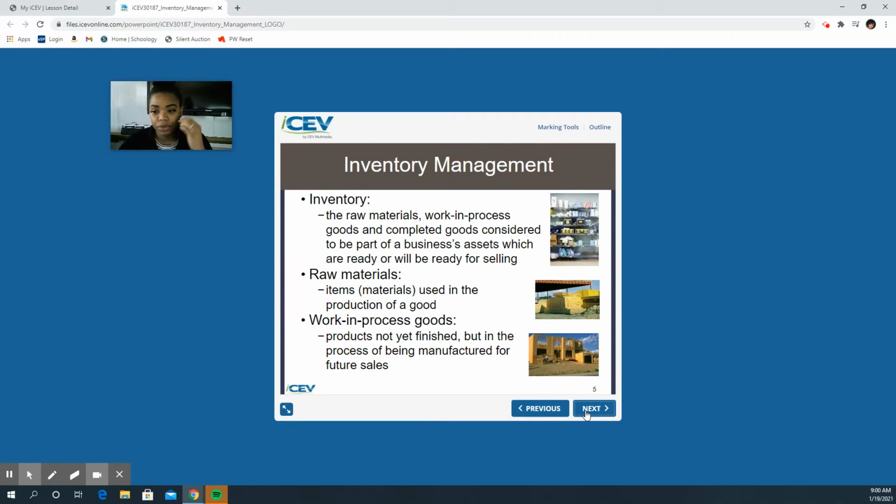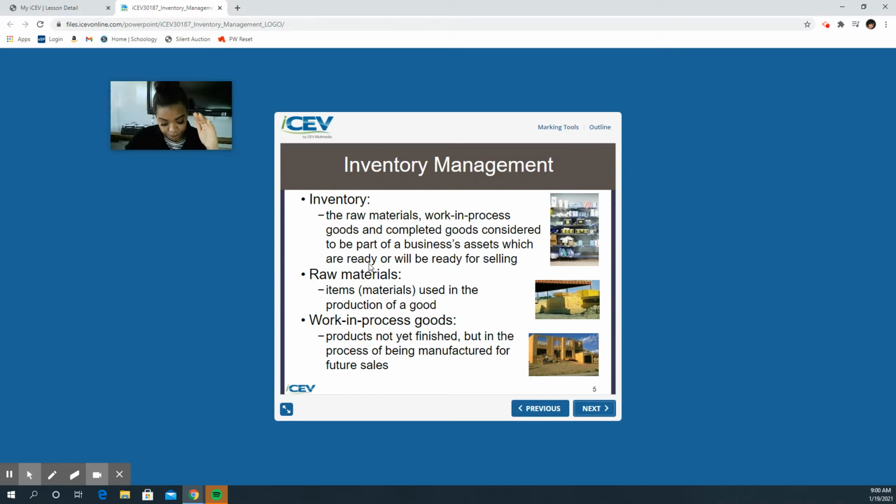Okay. So first, we're going to talk about management systems. Inventory. What is inventory? In order to build anything, you have to have inventory. In order to sell things, a lot of times you need to have inventory. What is that? It's raw materials, work in process goods, and completed goods that are considered to be a part of a business's assets. So basically, it's either ready to create something or it's ready to be sold to somebody. Okay. Raw materials can be items that are used to produce something, and then work in process goods are things that aren't finished, but they're in the process of being made in order to be sold.